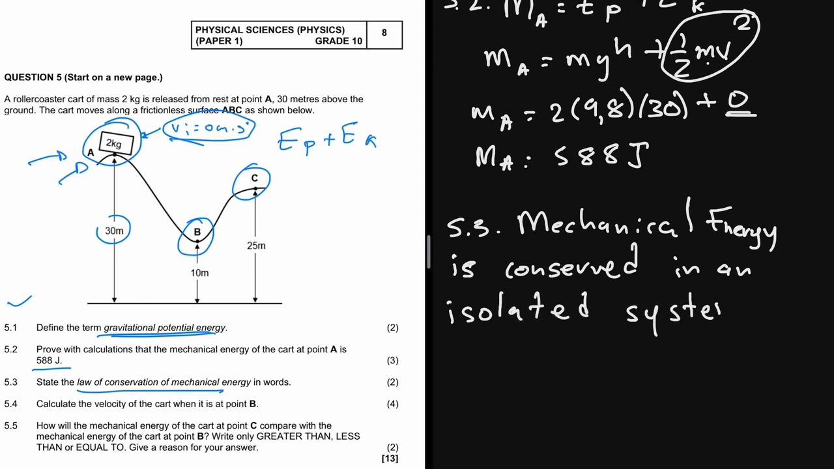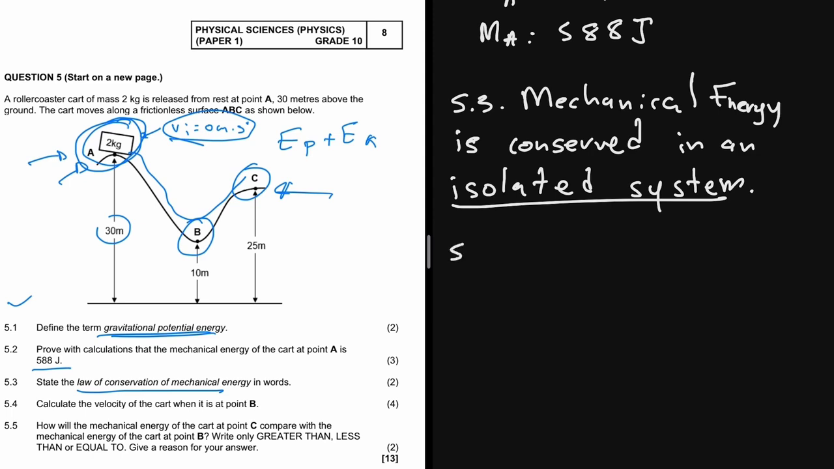So what does this mean? It means what I've just explained. If we don't have any external forces, no friction on the surface, nothing, that means the energy the object has is going to be the same throughout. So the mechanical energy is conserved if we don't have external forces. If we don't have external forces, that means the system is isolated. Isolated system means we don't have any external forces that are influencing the cart or anything that we have.